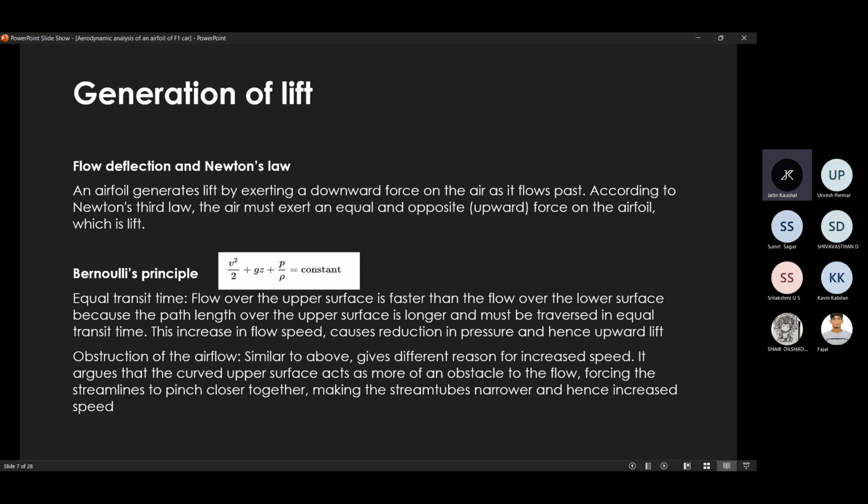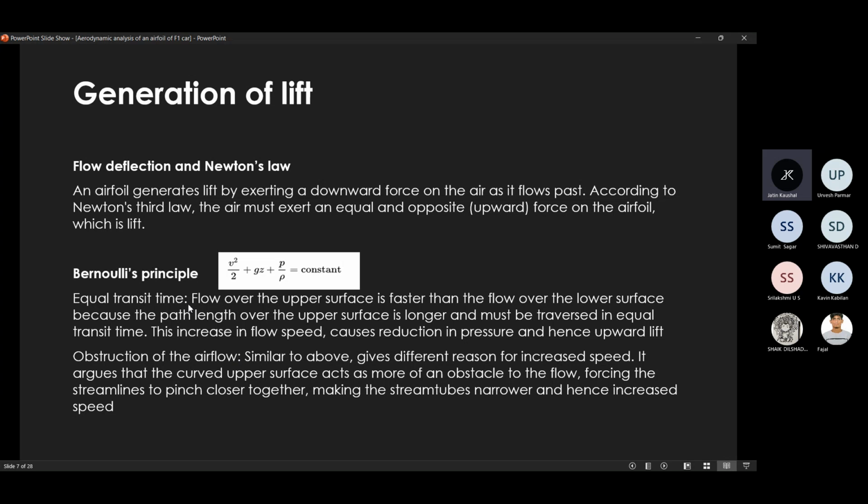This explanation you have also seen in class 11 or 12, I don't know, in class 11, yeah. So how does Bernoulli's principle explain the generation of lift? There are two ways in which Bernoulli's principle explains the generation of lift: the equal transit time theory and the obstruction of the airflow theory.